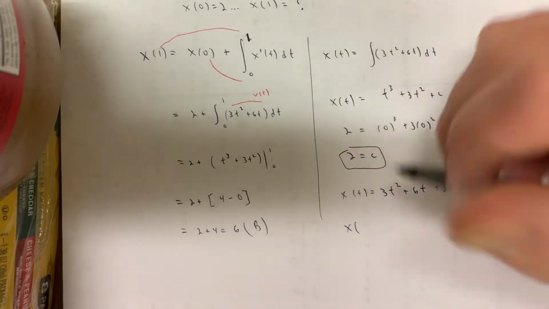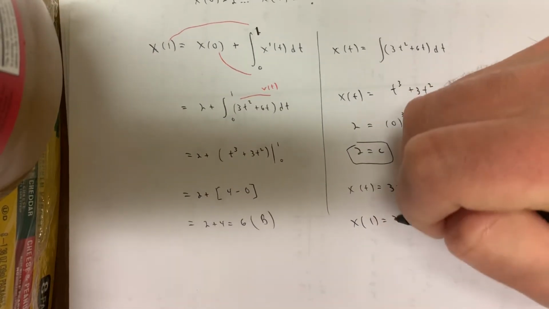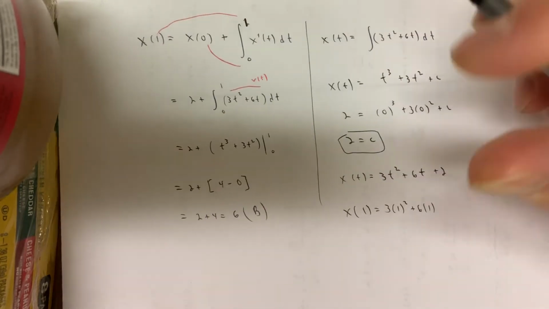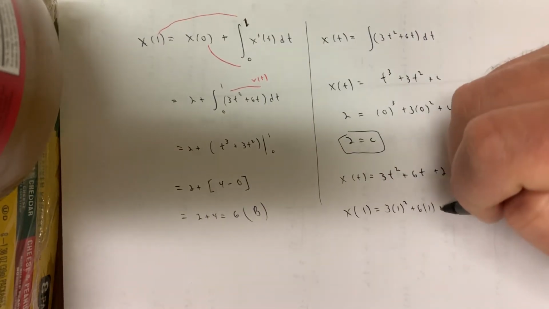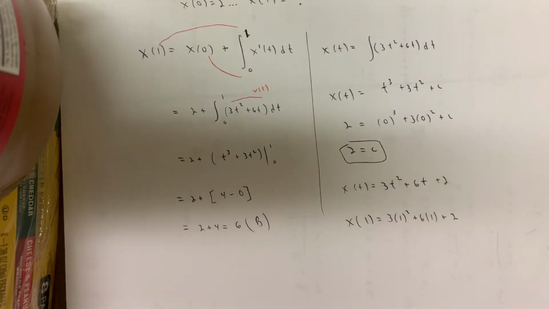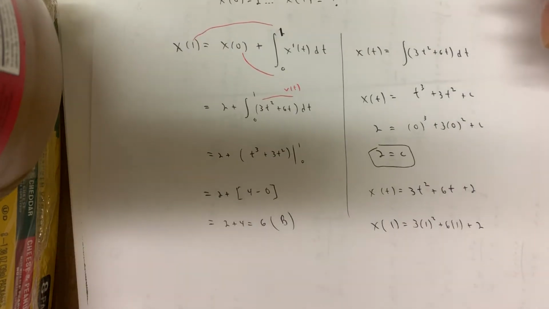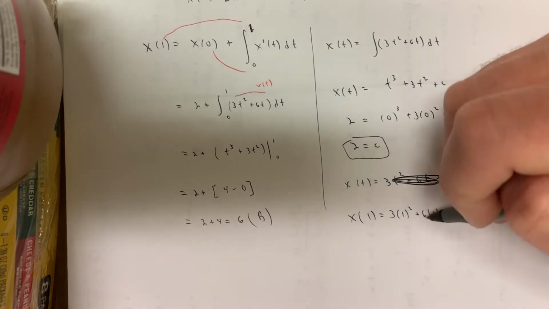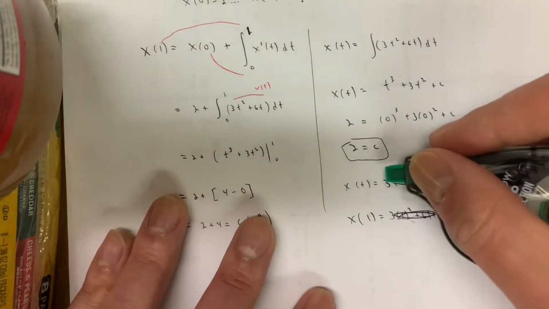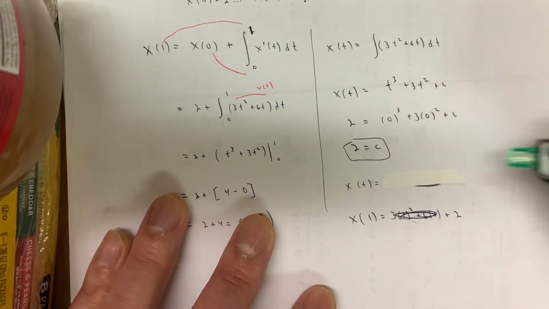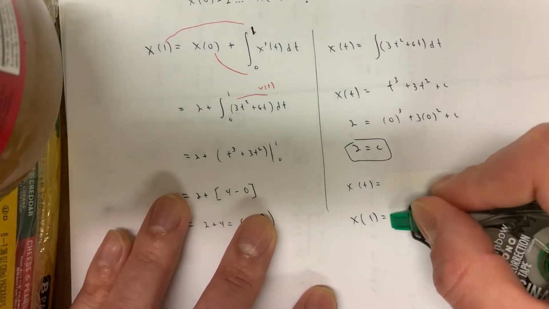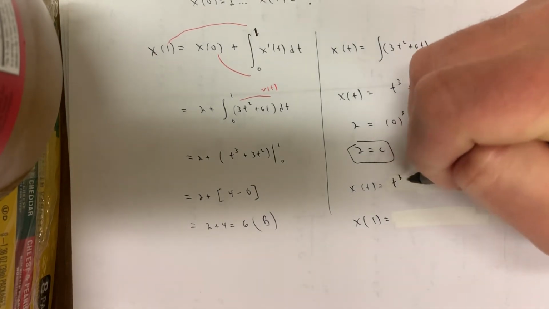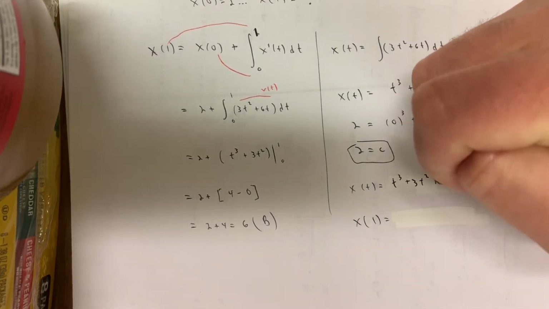Anyway, so now I want x of 1, which is equal to 3 times 1 squared, plus 6 times 1 plus 2. Why do I feel like something is going wrong here? Oh, sorry. Position function. Whoops. Okay, because my daughter was screaming, I was distracted right there. So I didn't use position. You might notice I used velocity accidentally. My bad. Okay, position: t cubed plus 3t squared plus c, which is 2.